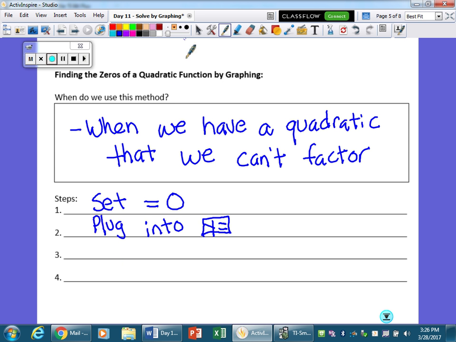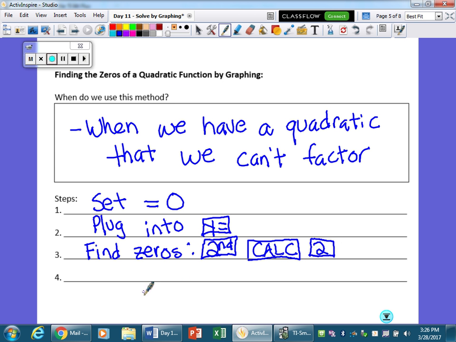Okay, my next step, 3, we're going to find zeros. And there is a button on the calculator that will let you do that. You hit second, which is a button on the calculator, Calc. And I'll show you exactly where these buttons are when I go through an example. And then number 2. So second calc 2 is where the zeros are.